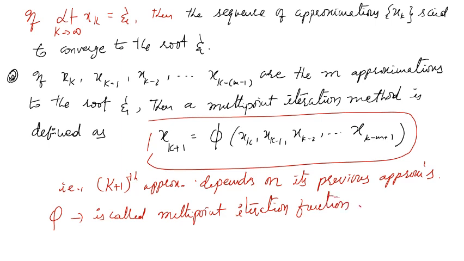Okay. If m equals 1, what does this become? If m equals 1, xk plus 1 equals simply phi of xk. When m equals 1, if I put 1 here, this becomes xk. That means only one term will be there. This is called a one point iteration method.